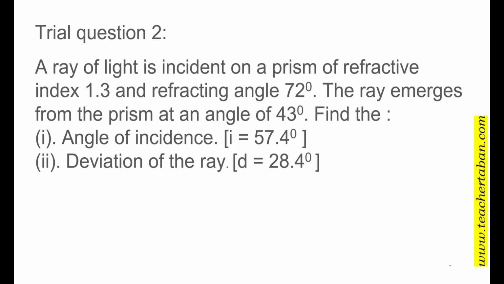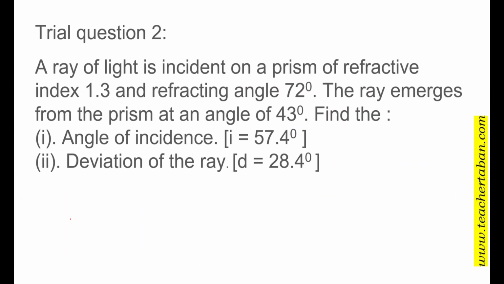Still, let's begin by sketching the information for this, and we shall simply say that we have our angle of the prism A as 72 degrees. We have the normals. They have told us that the ray was emerging from the prism at an angle of 43 degrees. So calculate the angle of incidence and the angle of deviation. This is our R1, this is our R2.